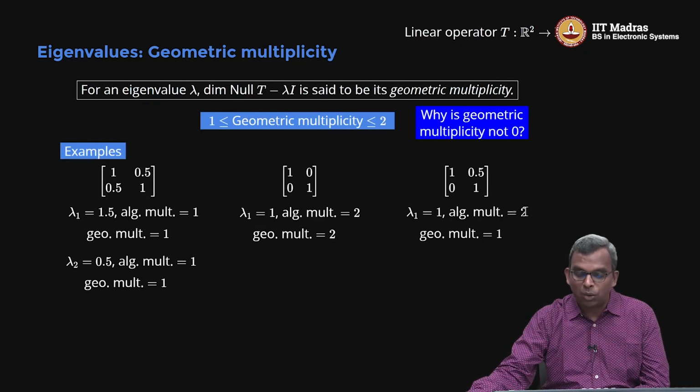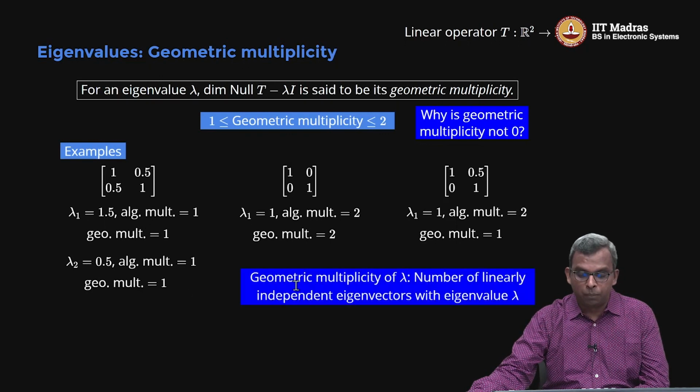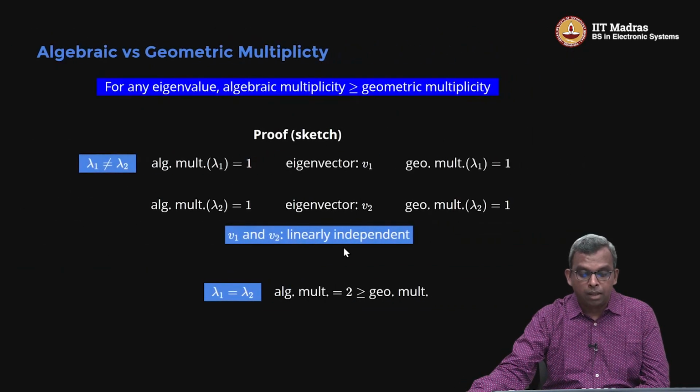These are the only 3 cases that can happen; nothing else can really happen. Of course, you have the complex case, in which case algebraic multiplicity will be 1, and geometric multiplicity will also be 1. So, geometric multiplicity of lambda is basically the number of linearly independent eigenvectors with eigenvalue lambda. So, that is geometric multiplicity.